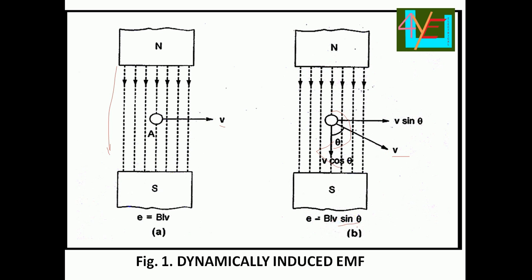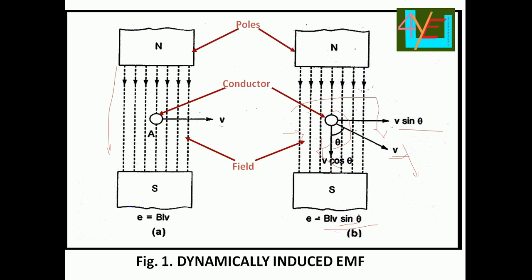The flux flows from the north pole to the south pole, and the conductor is rotating in this way. Here we get v sin theta and v cos theta, according to the rotational direction and speed. So we get the value BLV sin theta.